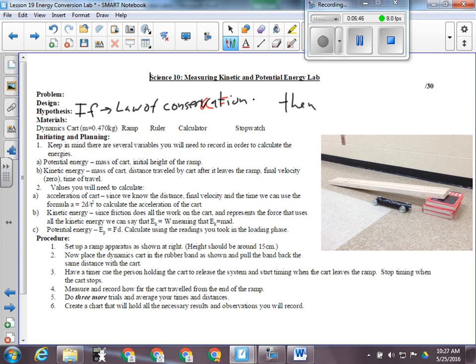Okay, what we're trying to find out is, is it really 100% efficient? Probably not. Okay, that's okay. We'll find that out, and then we'll say in the conclusion what it really ended up being.